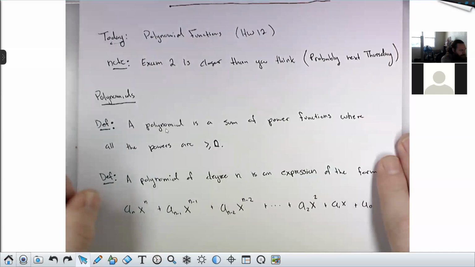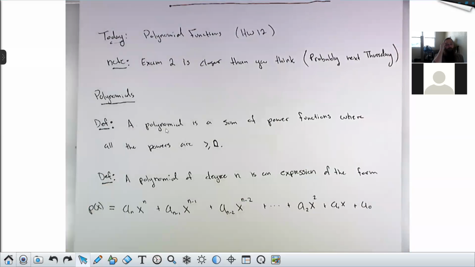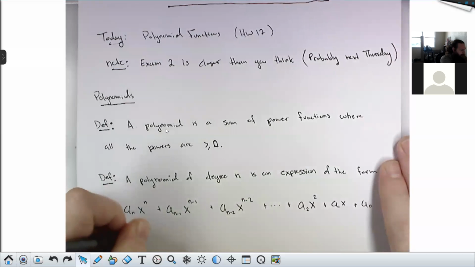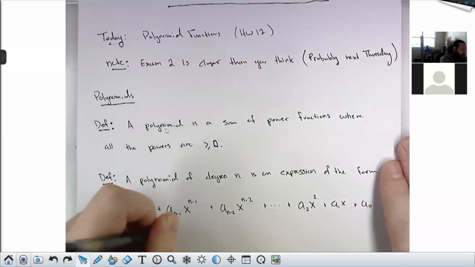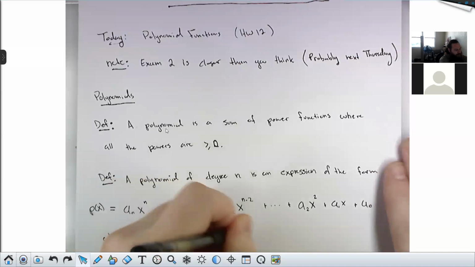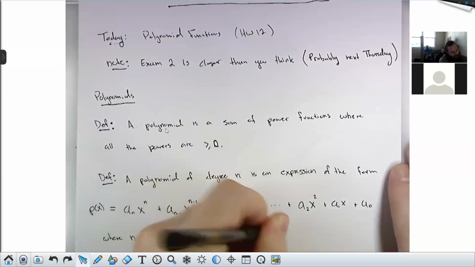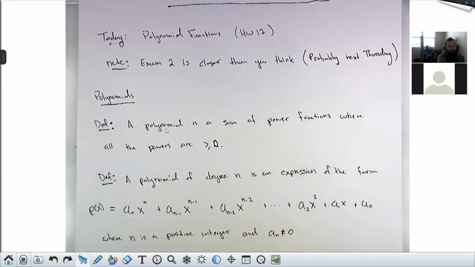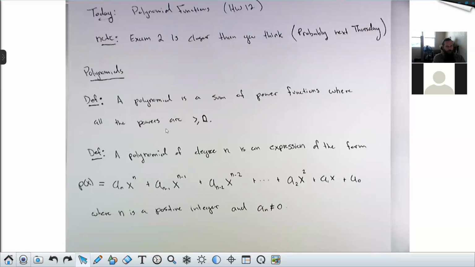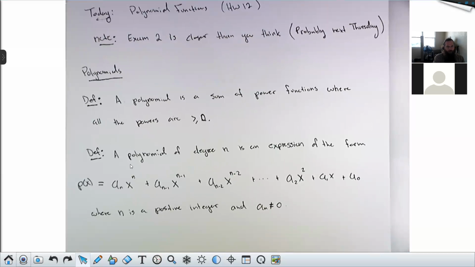We like to use notation like p of x to describe polynomials to emphasize that they are polynomials. And a few things here: n is a positive integer, and a_n is not 0. This is the sort of technical definition of a polynomial, and whatever works for you in your mind is fine. They say the same thing.